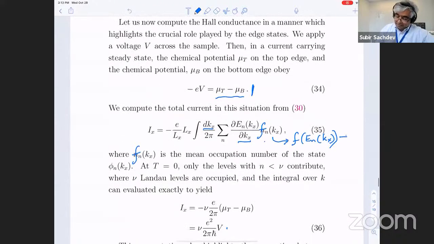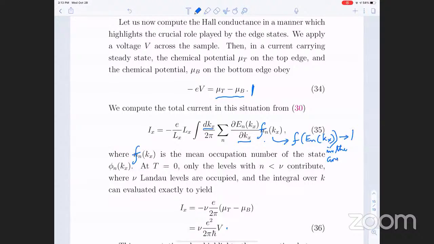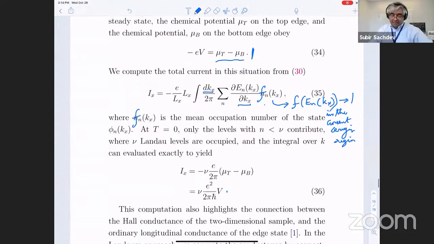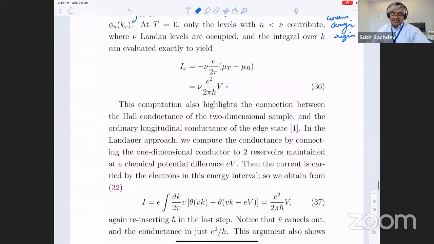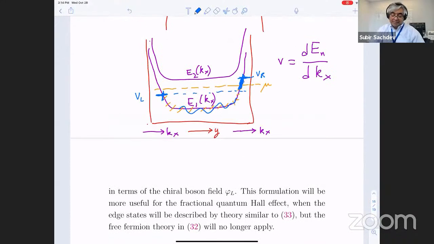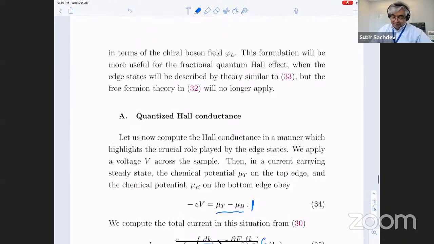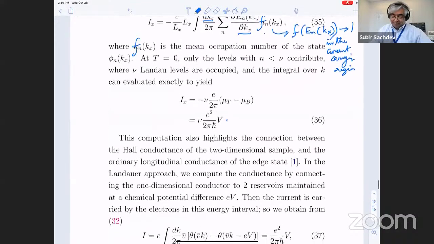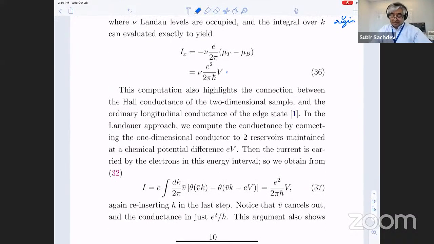So this is just equal to 1 in the current carrying region. All right, and there it is. And you would get another corresponding contribution for each Landau level that crosses the chemical potential. In this case, only one. If you were up here, you'd get one contribution from each of the levels, and therefore the Hall conductance is quantized.